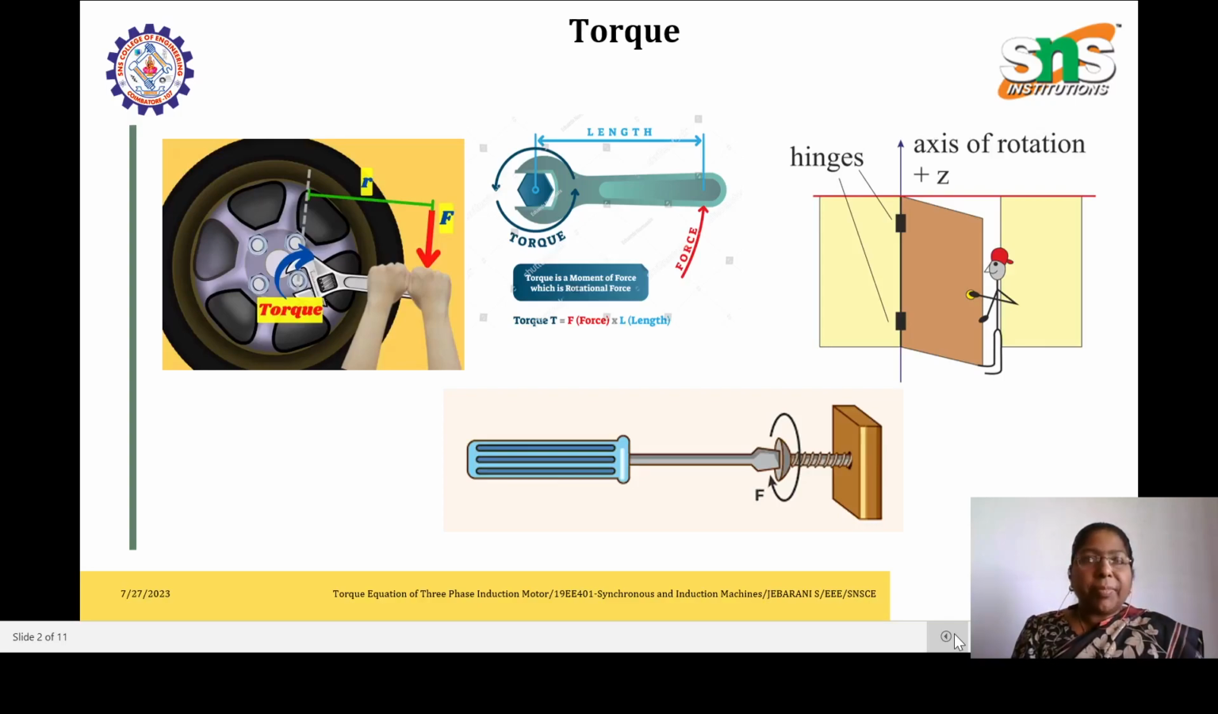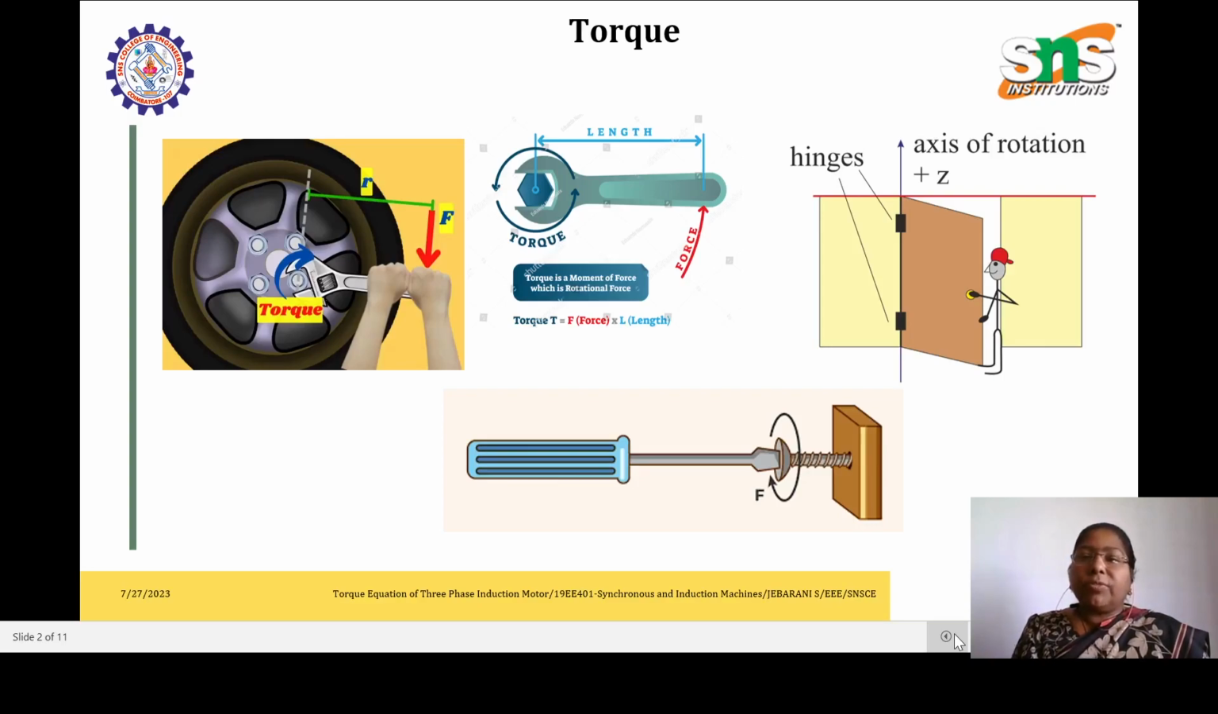Here you find two images. In the first image, you find a person trying to tighten a bolt. The force that is acting on the bolt is called torque here. That is, the rotational force that is acting on the surface of an object, we call it torque. If you want to calculate the value of torque, it is the force that is applied to the spanner handle into the distance between the bolt and the spanner handle. That is the value of torque.